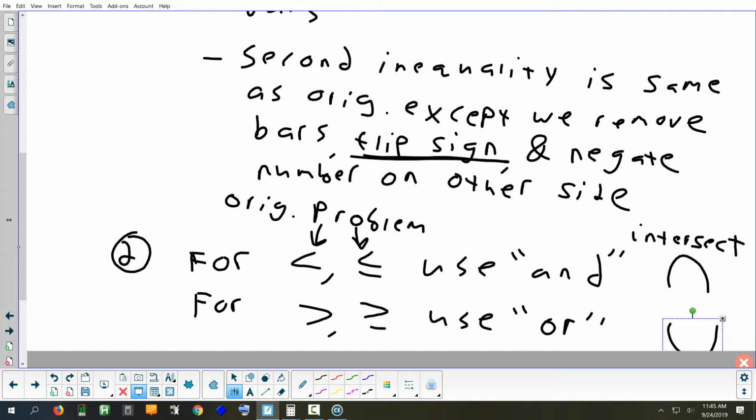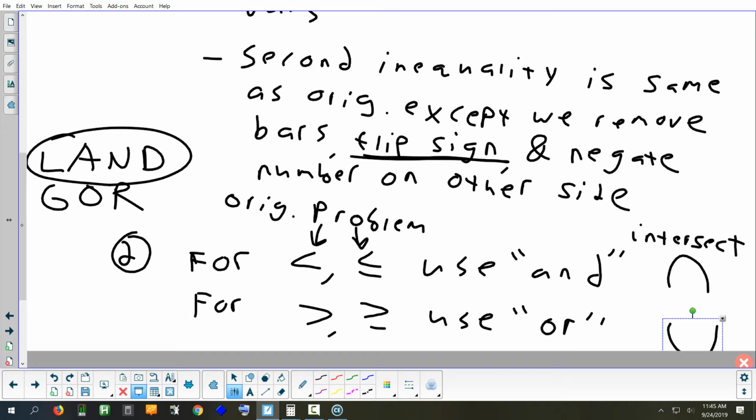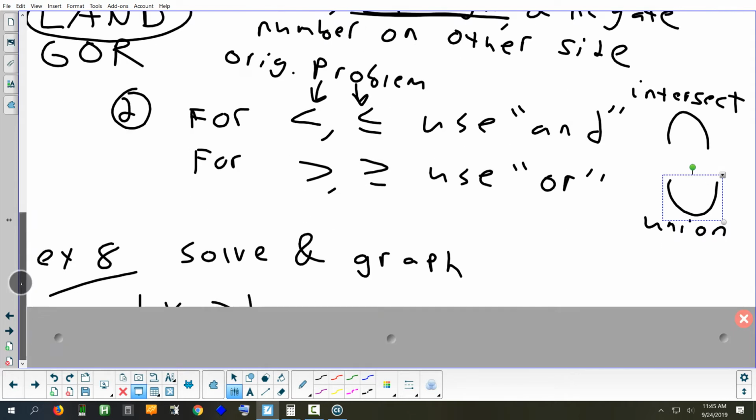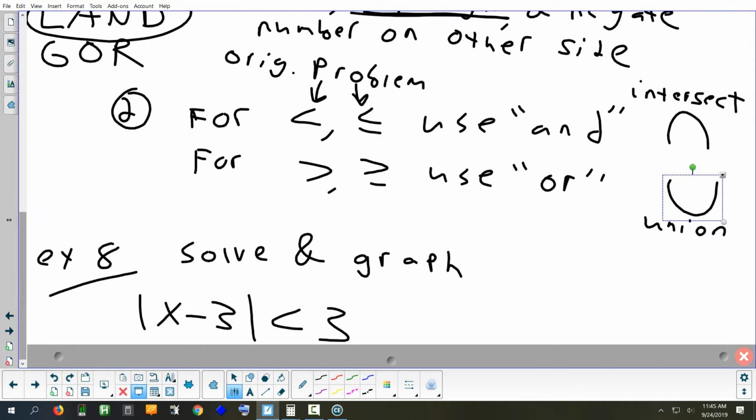So if you had, and this is how I remember it, if you had a less than, you use an and. Land. Less thans use and. Greater thans use or. Gore. Land. I just remember land. Less than is and. Okay. Greater thans are or.